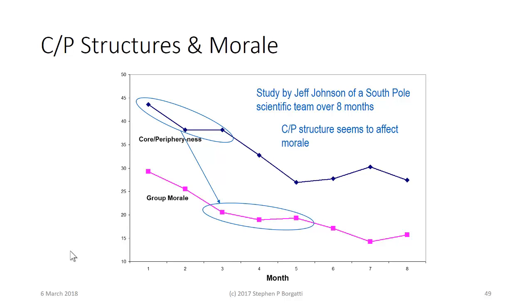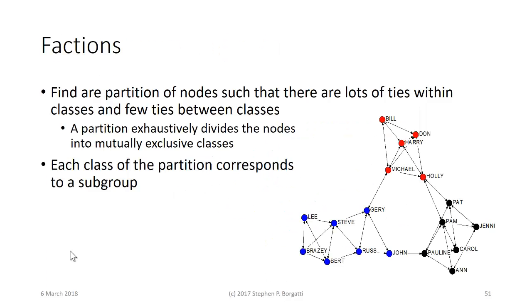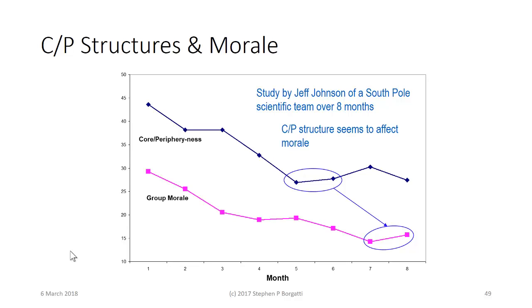So it did that kind of elbow thing. Then it did the super slide thing, straight slide, which is again mirrored. And then it kind of dips up again. And that's mirrored by the morale. So the thought is, well, maybe there's something about a core-periphery structure that's good for morale.